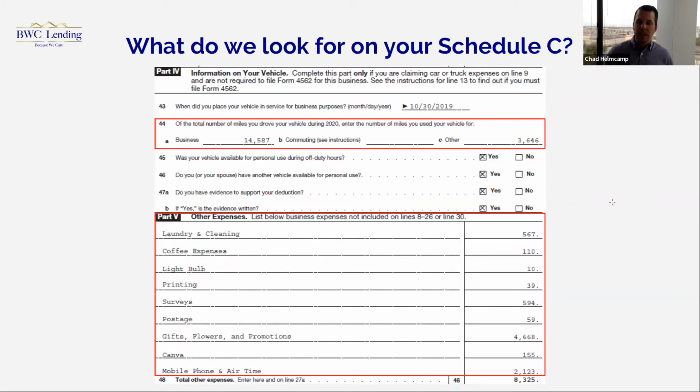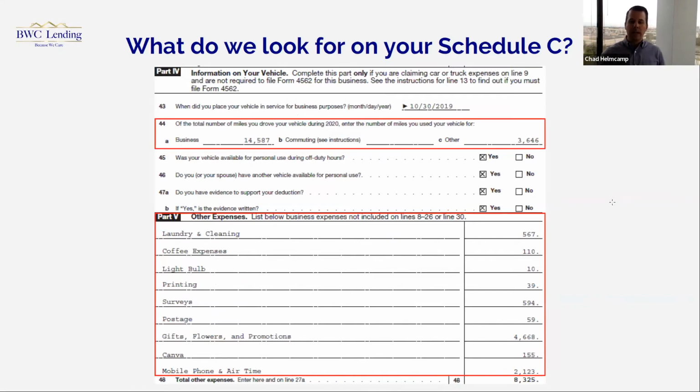On this page, you'll see the mileage. We are allowed to add mileage back as well because that's also kind of a depreciation type of expense. So that will cause the income to go up just a little bit. And then at the bottom here, you'll see the itemization of all of the expenses.